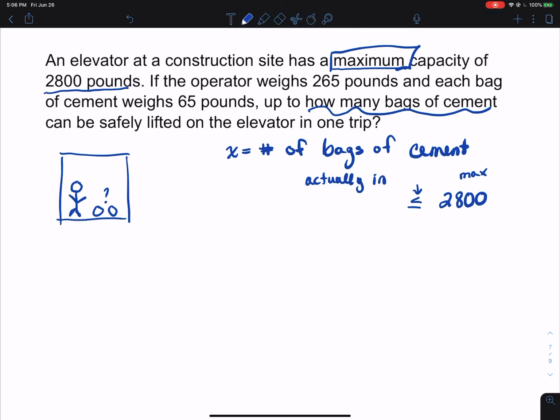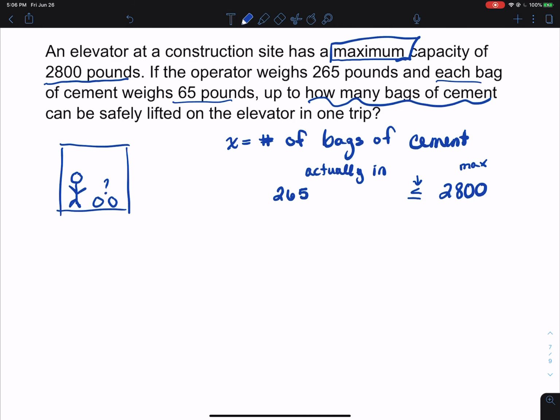Now, if I think about what's actually in the elevator, the operator's in there, and the operator's only in there once, the 265-pound operator. So I'm going to include that in there. Then they tell me that each bag of cement weighs 65 pounds. So I know that I'm going to have to include 65 pounds for every bag of cement, but I don't know how many bags of cement I actually have. That's my x. So I'm going to add in that 65 times x. So that's my total weight of what's actually in the elevator, and that 2,800 is the maximum weight.